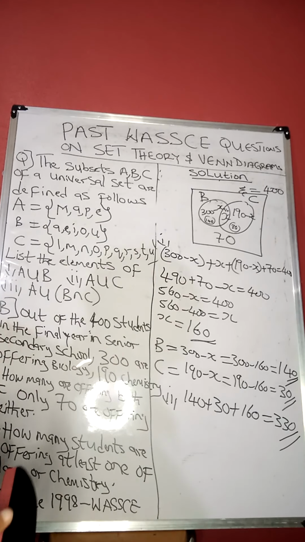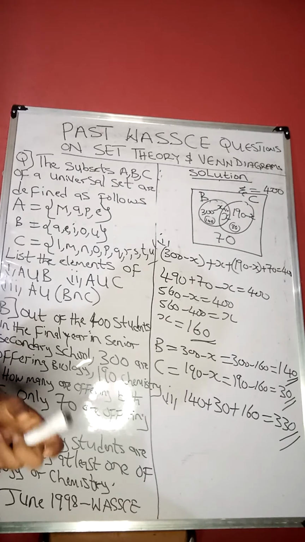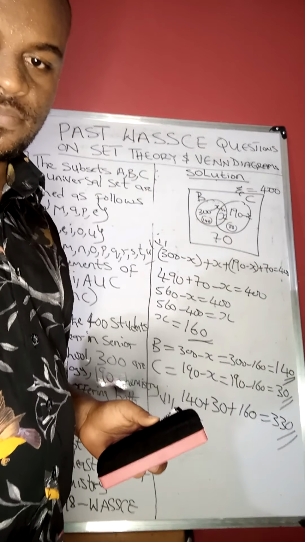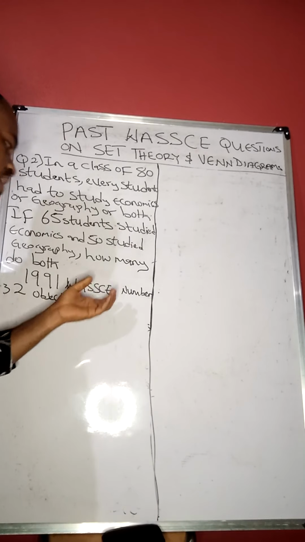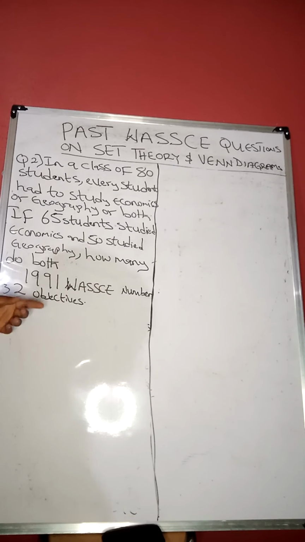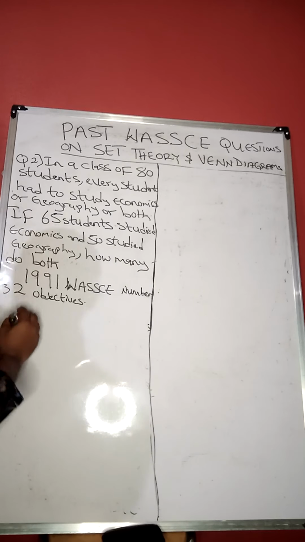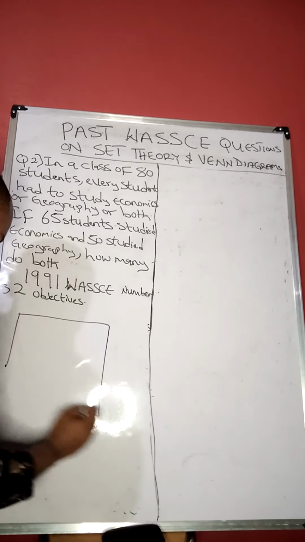Now we've understood the first question. We are going to look at other examples. All right. We have our second question now. The question is from the 1991 West African Senior School Certificate Examination, the objective part, number 32. So you can check it out. The question says, in a class of 80 students, every student had to study economics or geography or both. If 65 students studied economics and 50 studied geography, how many do both? It's a very simple question. All you need to do is just draw your Venn diagram.